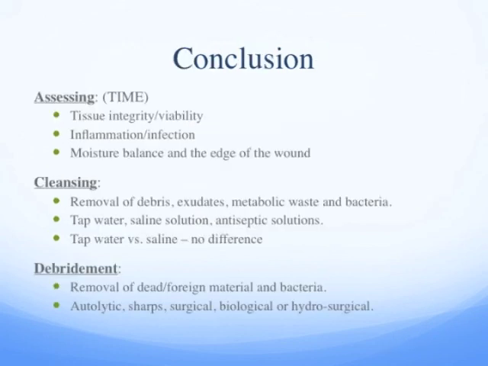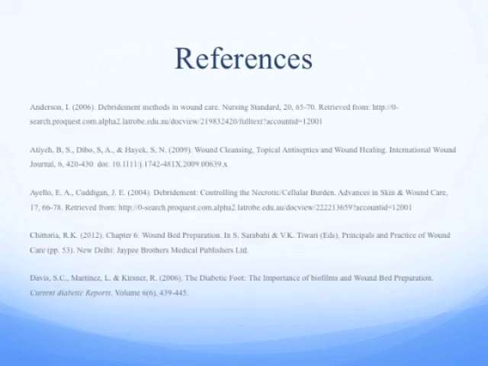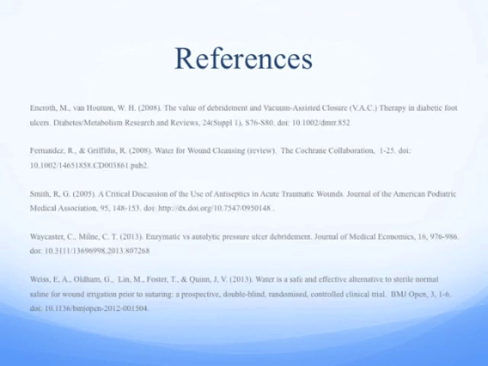In conclusion, wound bed preparation is beneficial to the wound healing and makes for more efficient management of wounds. The process involves assessing the wound, debriding, cleaning, and applying antimicrobial, hydrogel, or enzymatic agents if necessary before the wound is ready for dressing to be applied. Assessing the wound, we've gone over the systematic approach of TIME, which is the mnemonic, assessing the tissue integrity or viability, the inflammation or signs of infection, moisture balance, and the edge of the wound. The cleansing process was the removal of superficial debris, exudates, the metabolic waste or bacteria.